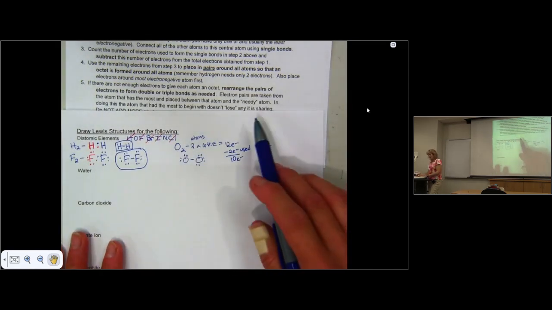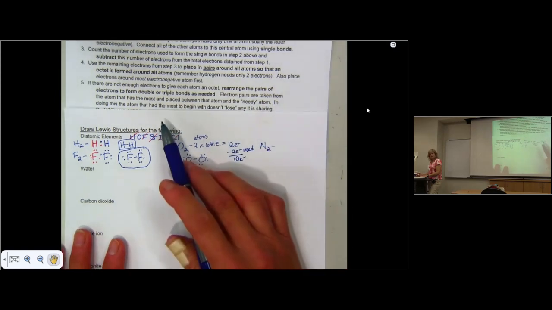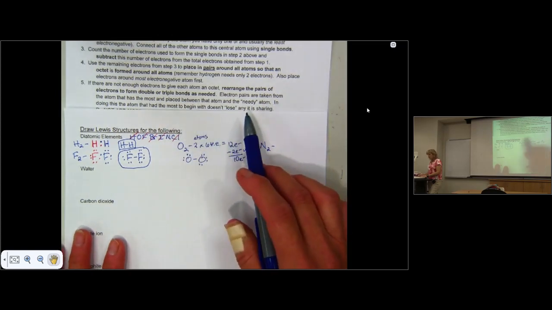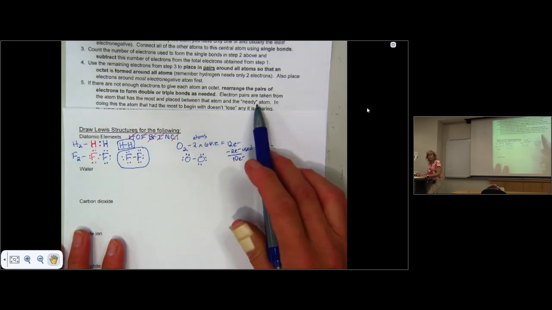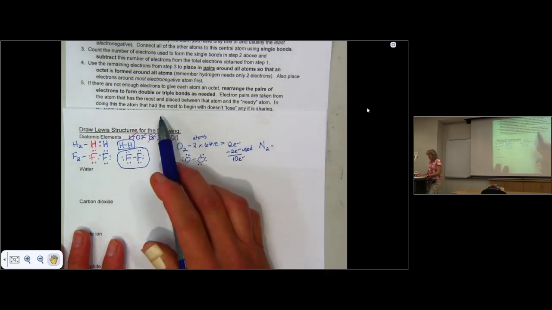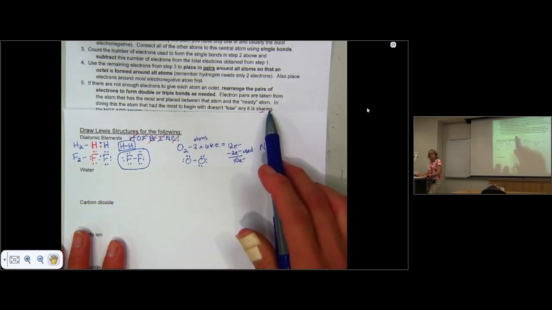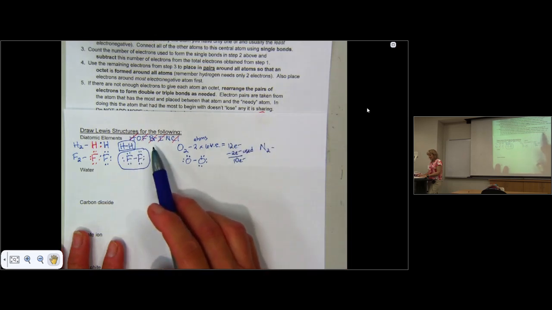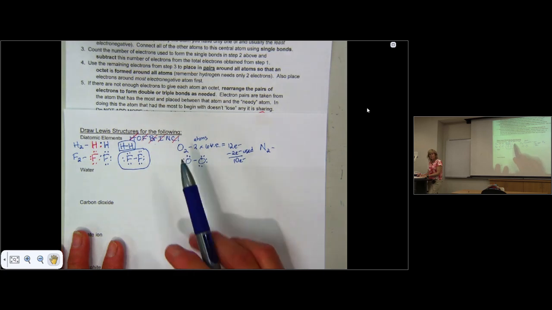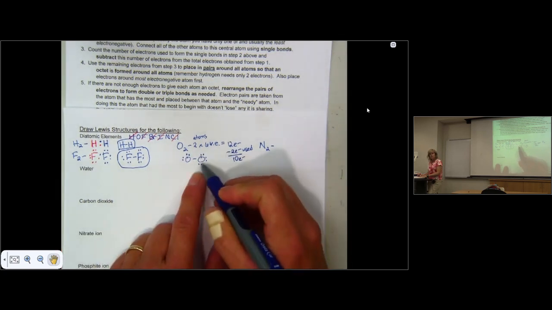If there are not enough electrons to give each atom an octet, rearrange the pairs of electrons to form double or triple bonds as needed. Now, how do you know where to do that or how to do it? Electron pairs are taken from the atom that has the most and placed between that atom and the needy atom. In doing this, the atom that had them to begin with doesn't lose them. It's sharing them.